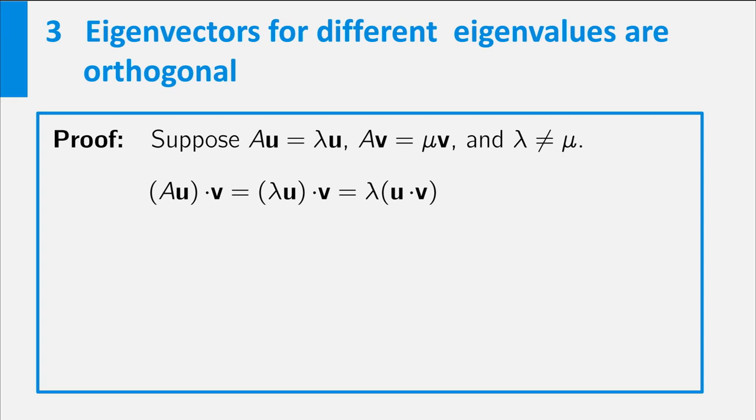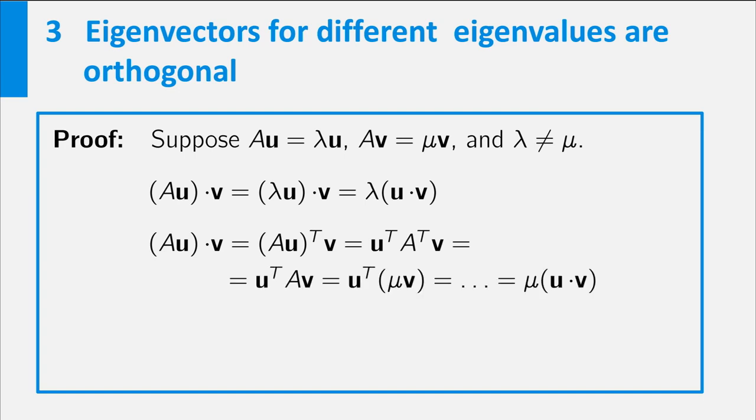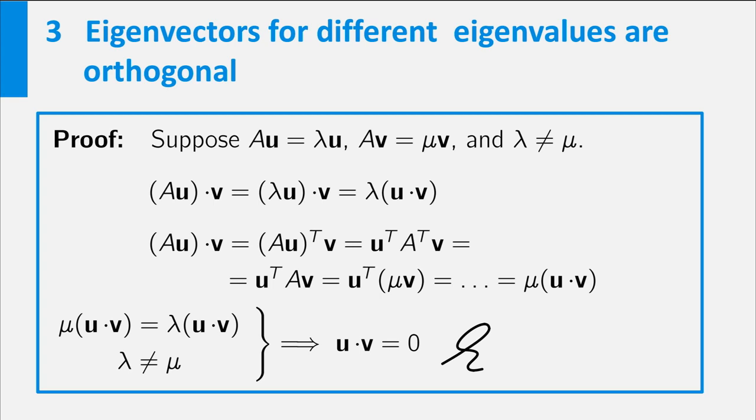The easiest way leads to lambda times u dot v. However, using the product rule of the transpose and the symmetry of A, you see that it is also equal to mu times u dot v. Combining these two gives that u dot v equals 0, which means that u and v are orthogonal. Beautiful again. Don't you agree?